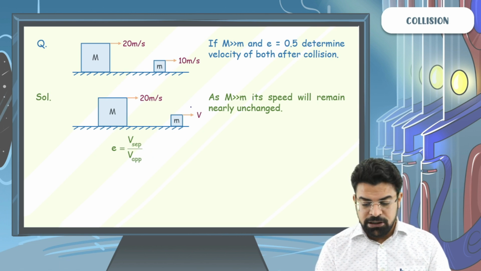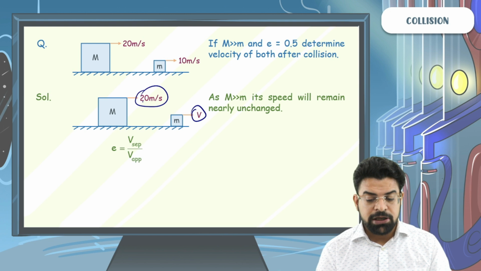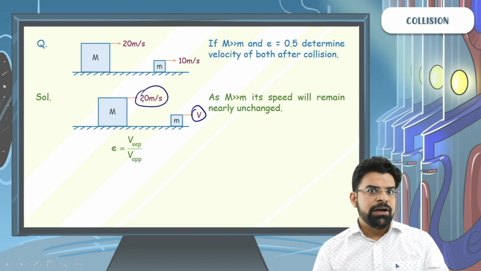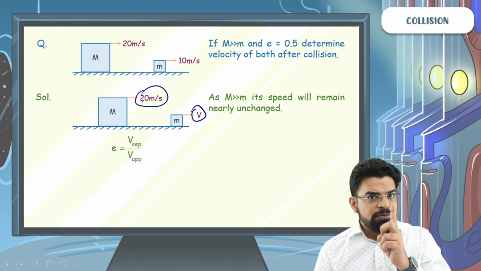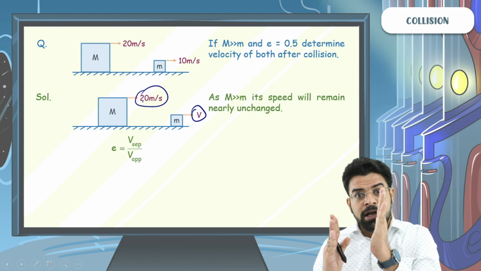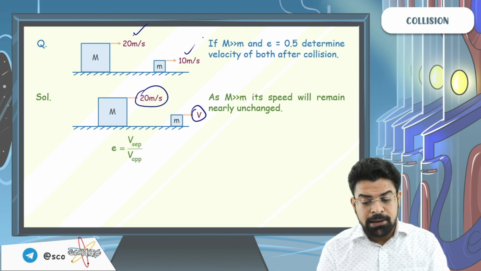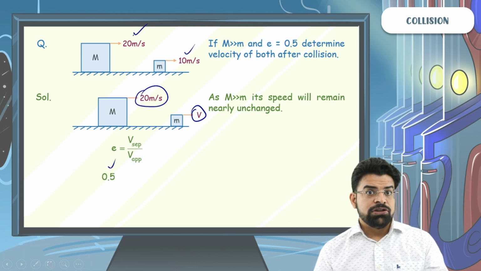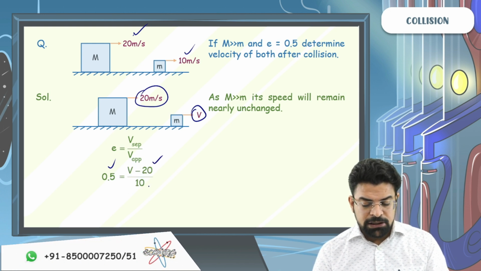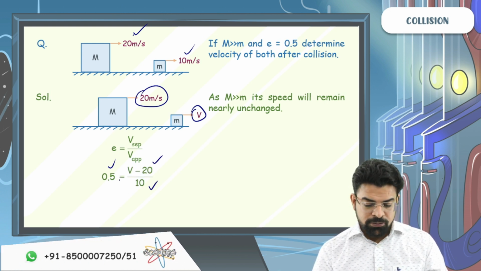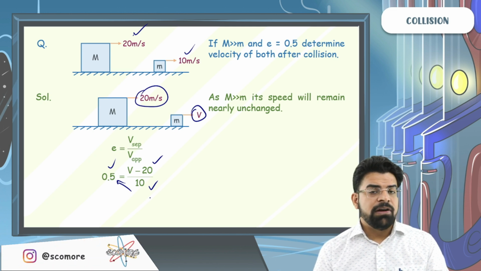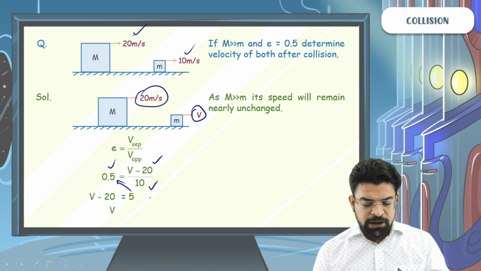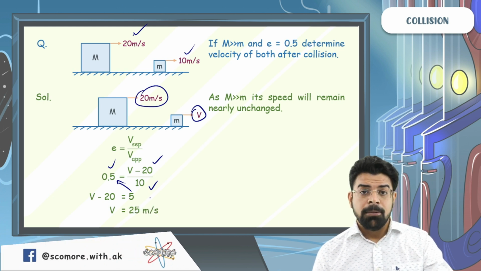Velocity of separation will be v minus 20. Think over it. While the velocity of approach will be 20 minus 10. So you will write coefficient of restitution 0.5 equals v minus 20 upon 20 minus 10, which is 10. Bring this 10 up. So you get 0.5 into 10, which becomes 5. So you get v minus 20 equals 5, or v comes out to be 25 meter per second.